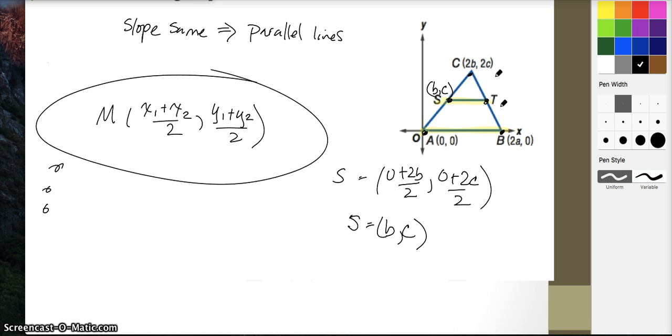And over here I'm going to do a similar thing. I'm looking for T, and I'm going to do 2b plus 2a over 2. That's the average, or the mean, of my x terms, and I'm going to do the same thing with my y terms. This one comes out really easy. The y coordinate is just going to be c, whereas the x coordinate is going to be b plus a.